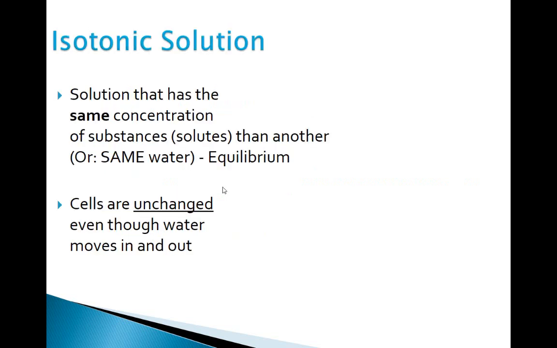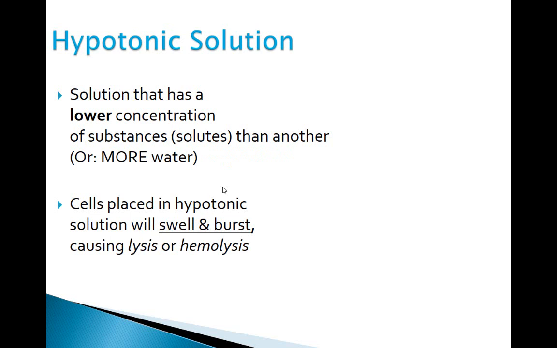So as you saw with the video, we have three different solutions. We had the isotonic, which was the solution has the same concentration of solutes on one side versus the other, which means that the water is fairly equal, and this is homeostasis, so we didn't see much movement. Hypotonic is where the solution had lower concentration of solutes than another, meaning that it had more water outside, which means that the cell would attract that water and potentially enlarge and swell or burst, which is called lysis or hemolysis if looking at a red blood cell.